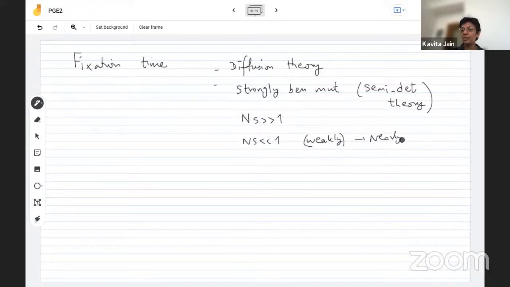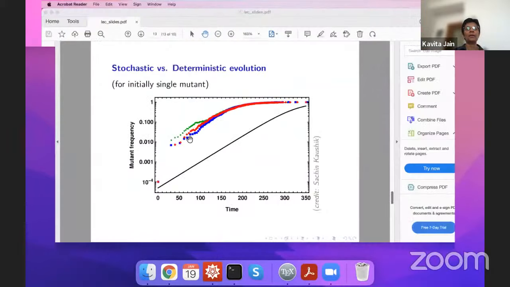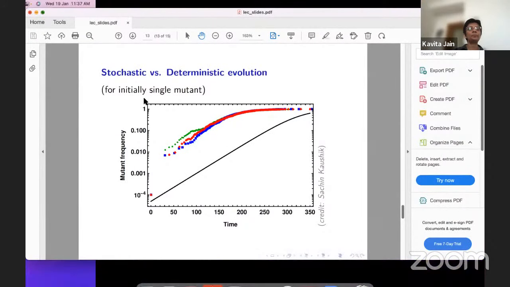That's where the nearly neutral theory operates. All right. Okay, so we remember this from yesterday. Now for the strongly beneficial mutations, some simplifications occur, and I will show them to you on this slide. Okay, so what is shown here?